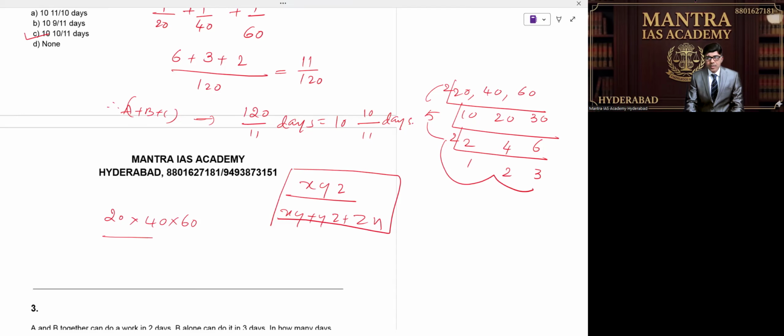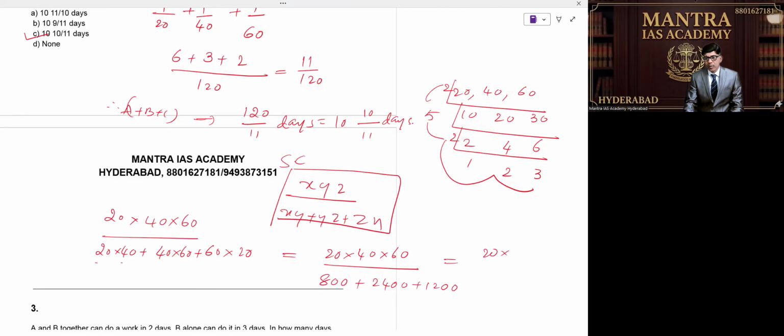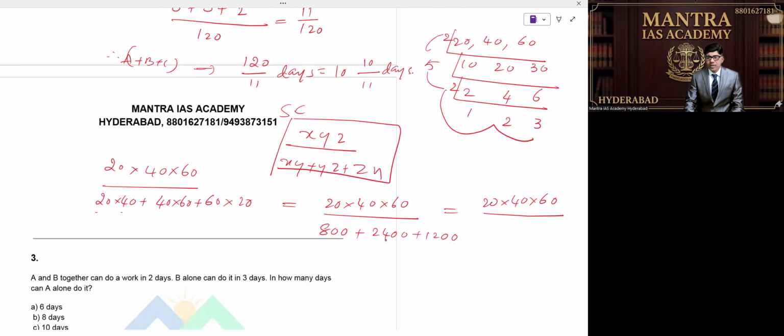By the shortcut method it is 20 into 40 plus 40 into 60 plus 60 into 20. So if you do that, 20 into 40 is 800, 40 into 60 is 2400, and 60 into 20 is 1200. Don't multiply the value of this, because still calculation is there. Leave it as it is. It's 2000 plus 4400. Understand now? Then simplification in this style, beta.